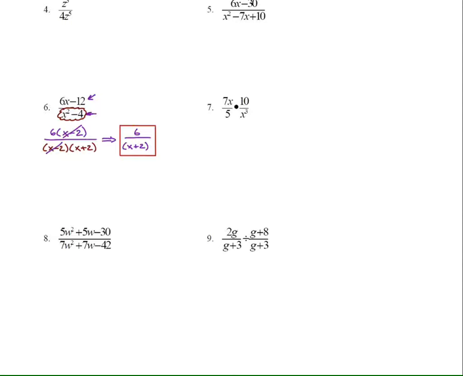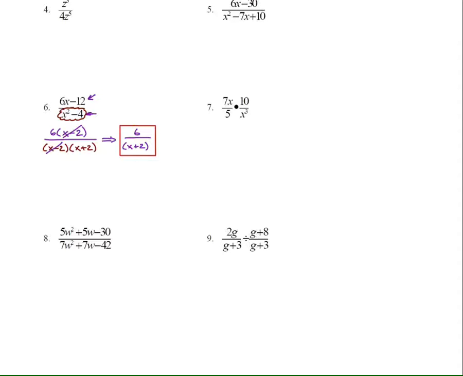Now number 7, what you notice is slightly different. It's actually a rational expression times another rational expression. What I like to do for these problems is see if I can reduce first before I try and multiply across the top and across the bottom. You can multiply across the top and get 70x, and multiply across the bottom and get 5x cubed, but then you'd be reducing 70 and 5, which is fine, but it's probably easier to reduce first.